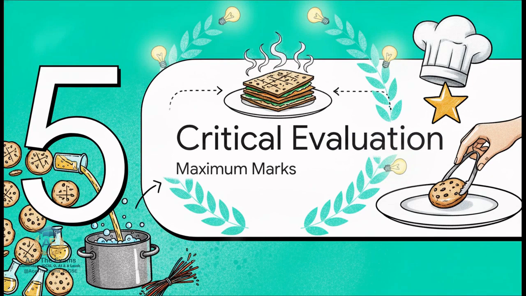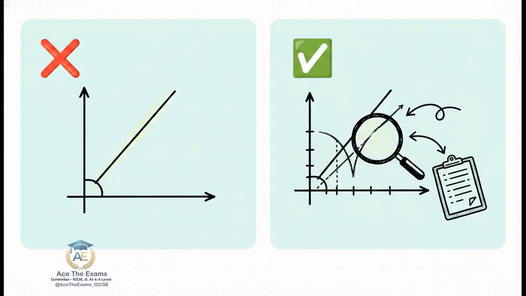Finally, we reach Section 5, Critical Evaluation Skills, the final plating of our MasterChef recipe. Comparing these two approaches perfectly illustrates what examiners are hunting for when they give you an evaluation question. I want you to mentally picture a 30-second speed writing challenge right now. The prompt asks you to compare the IV characteristics of a fixed resistor and a filament lamp.